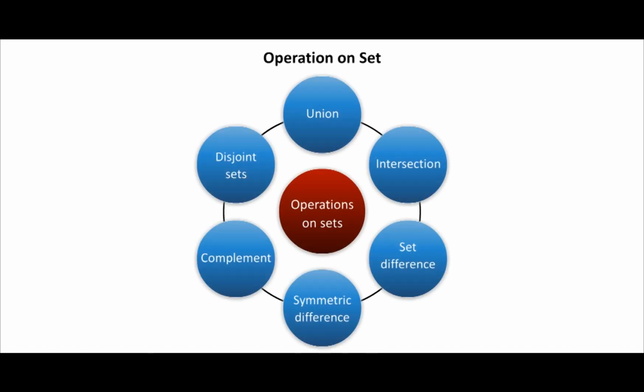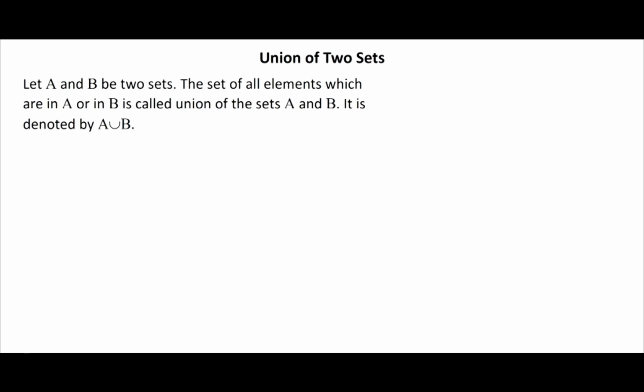We shall learn about the following operations on sets: union, intersection, set difference, symmetric difference, complement and disjoint sets. Let us learn about union of sets now. Let A and B be two sets. The set of all elements which are in A or in B is called the union of the sets A and B. It is denoted by A union B.